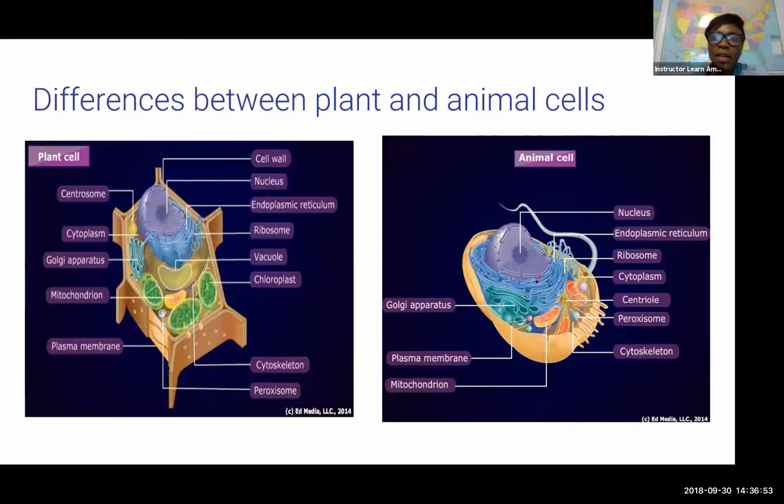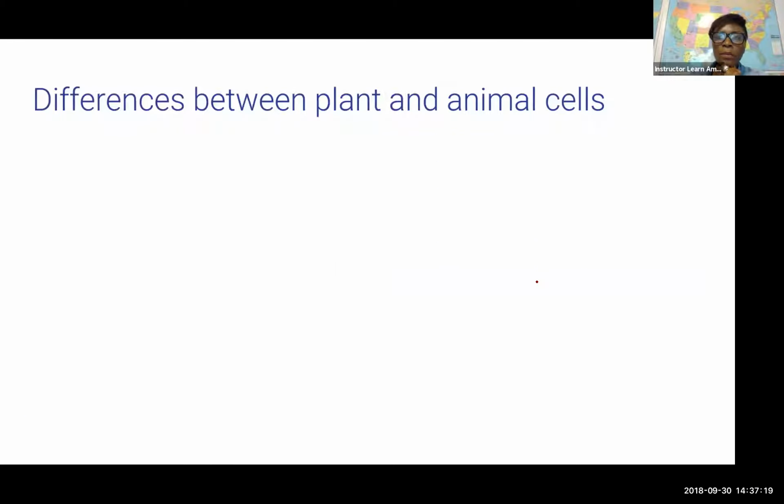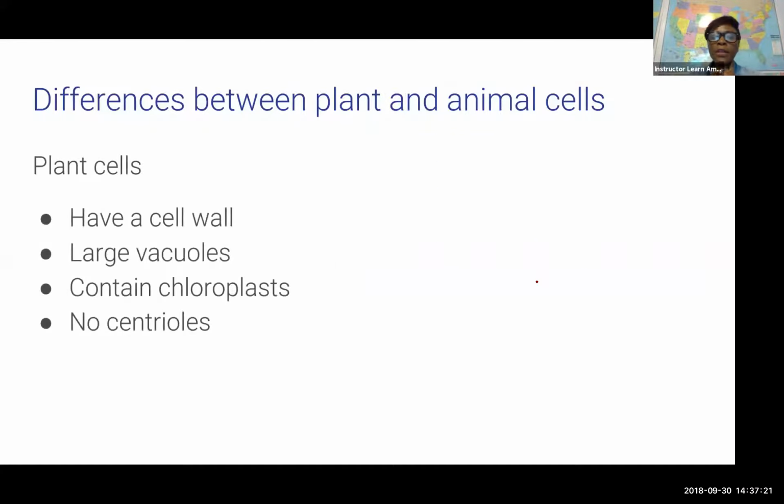So right now we could take a quick look again. Let's go back to that original image that we saw and look at what are some differences between the plant and animal cell. Because most of the organelles we just covered, both cells contain. So I'll give you a second just to check it out. Some of the major differences. All right, so here are some of the differences.